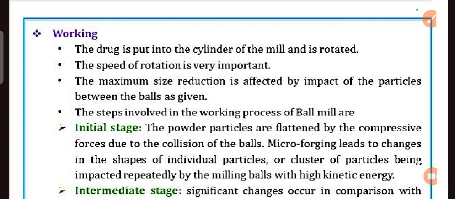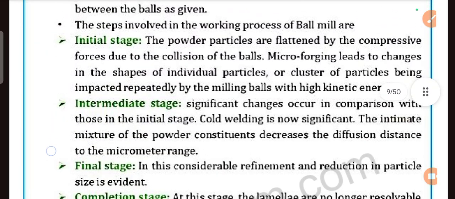The powder particles are flattened by the compressive force due to the collision of the balls. Micro forging leads to changes in the shapes of individual particles or clusters of particles being impacted repeatedly by the milling balls with high kinetic energy. Intermediate stage.